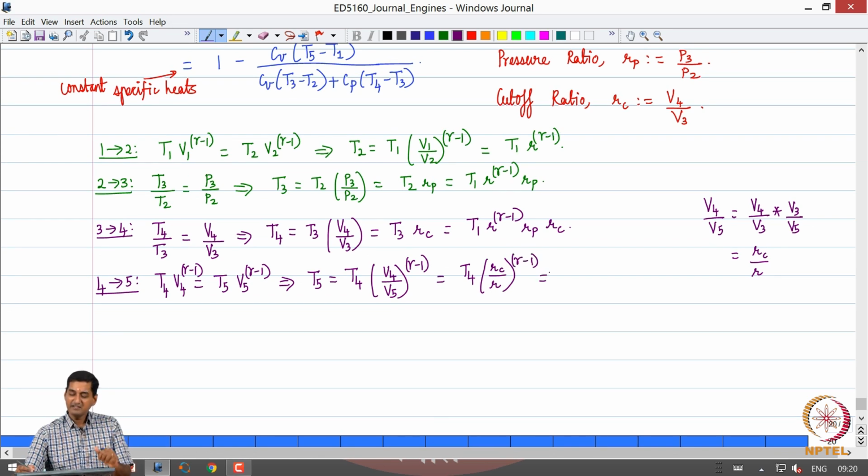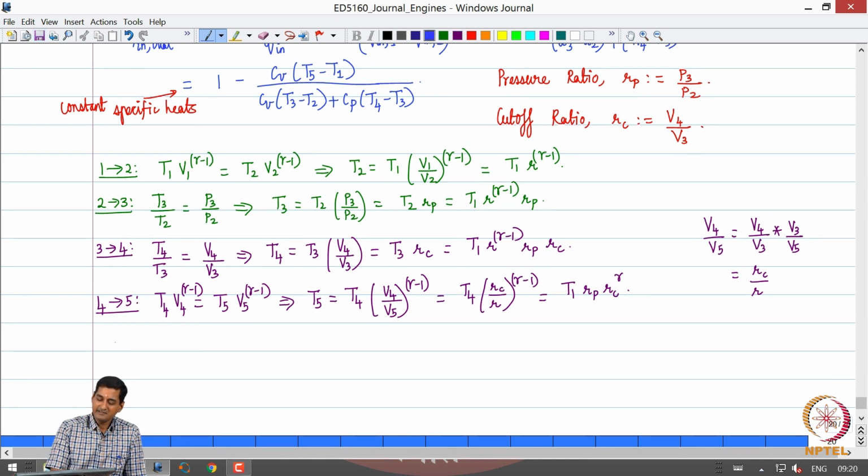If I substitute for T4, what am I going to get? R power gamma minus 1 will cancel off. I will get Rp Rc to the power gamma. That is what I will get for T5, right. Now, we are all set.